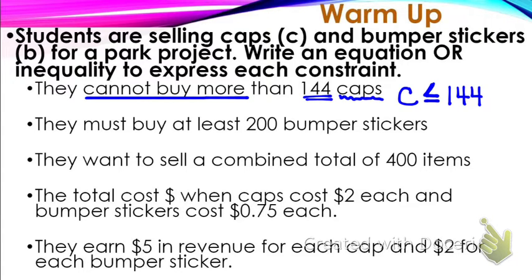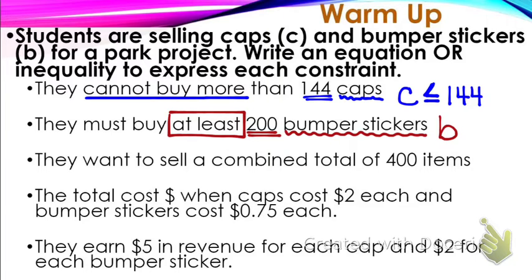For the second bullet point, they must buy at least 200 bumper stickers. Is this an equation or an inequality? Inequality again. It says they must buy at least 200 bumper stickers. Which variable or variables do I need here? I just need B. That's okay.